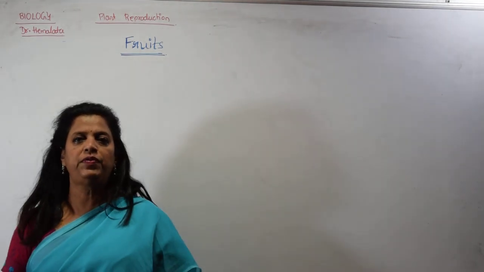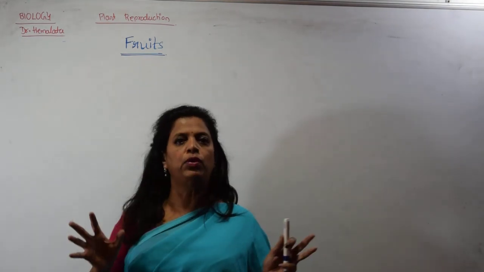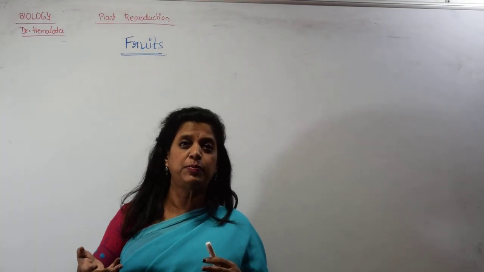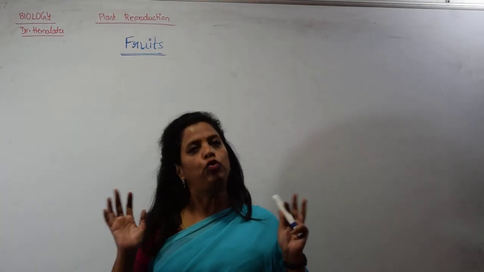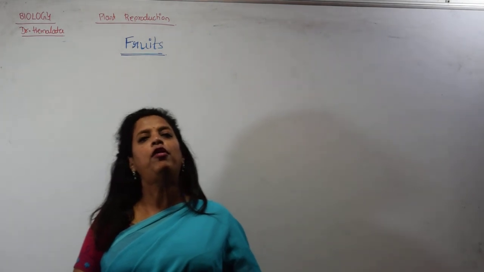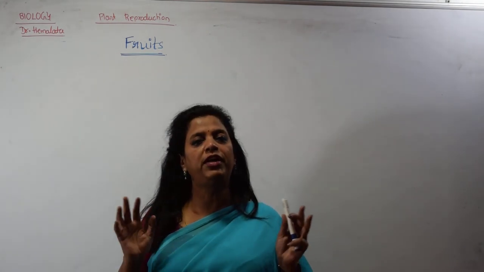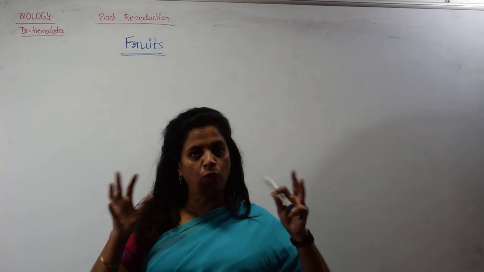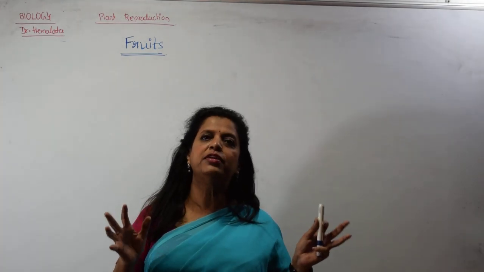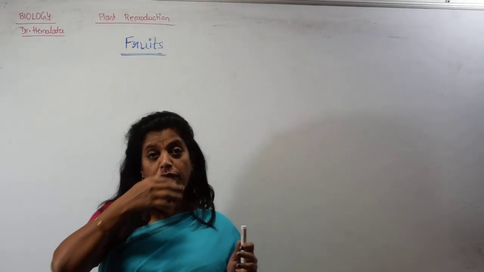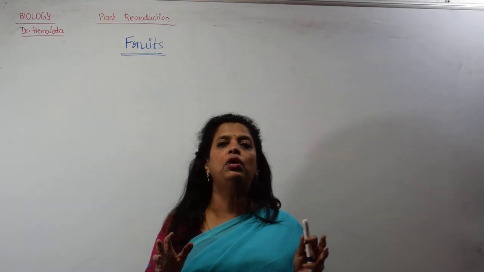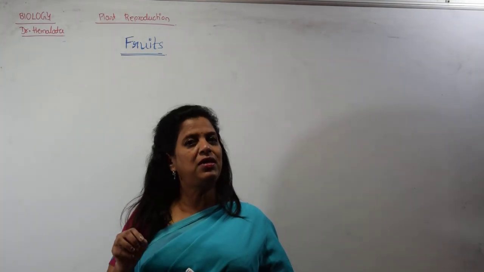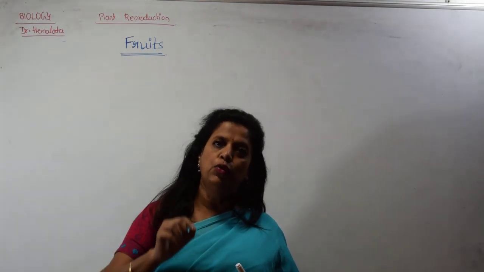Students, once we are finished with the first part, that is about how embryo develops, now we will move on to the next part. What is the next part? The embryo develops into fruit, right? So fruits are formed after fertilization of the zygote, right? So the mature fertilized ovary becomes a fruit. So how do we define fruit? Fruit is a mature fertilized ovary, right? And the seeds are the fertilized ovules.